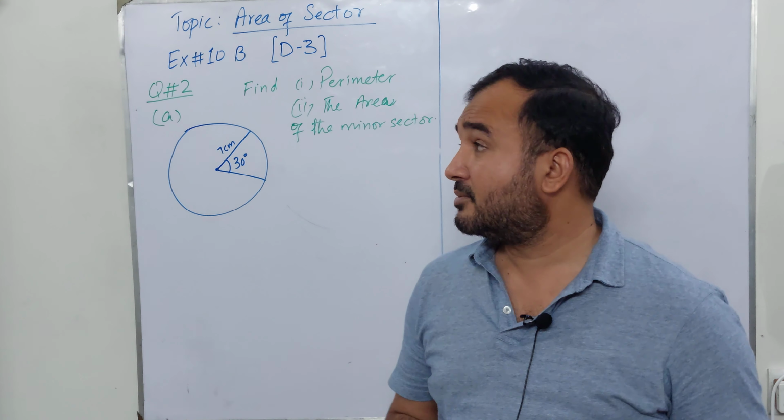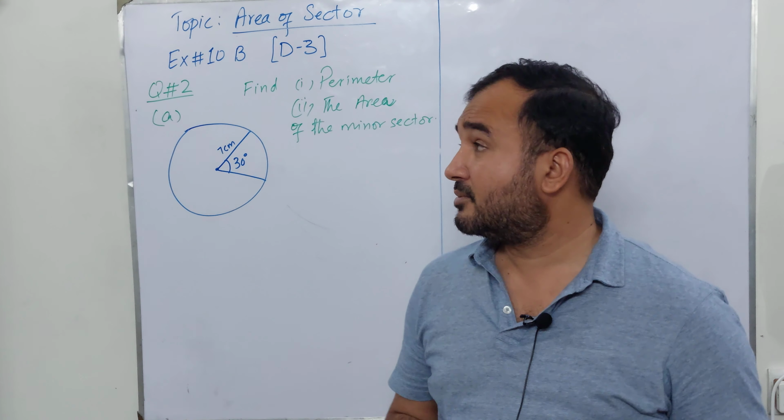Similarly, we have to find the area of this big sector. Then we will subtract this portion from the whole portion, so we will be left with this shaded region. So now area of big sector, which is equal to, again using the same formula, angle divided by 360 into area of circle, which is pi r square.